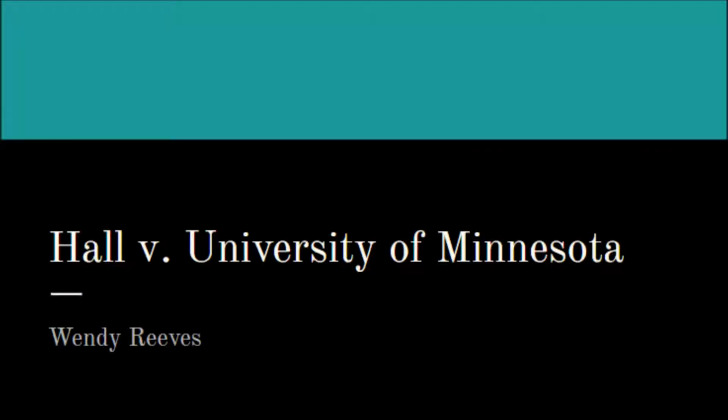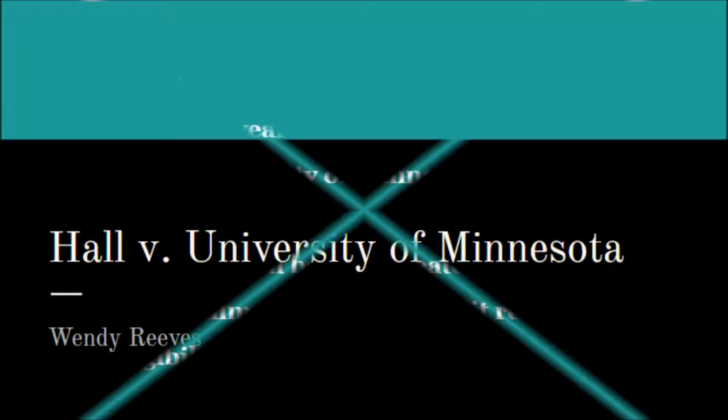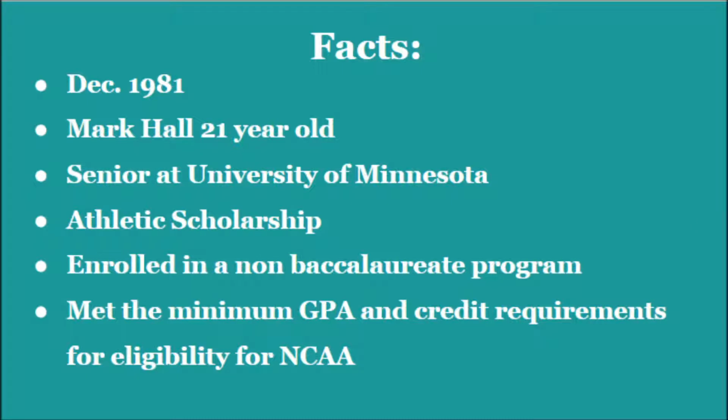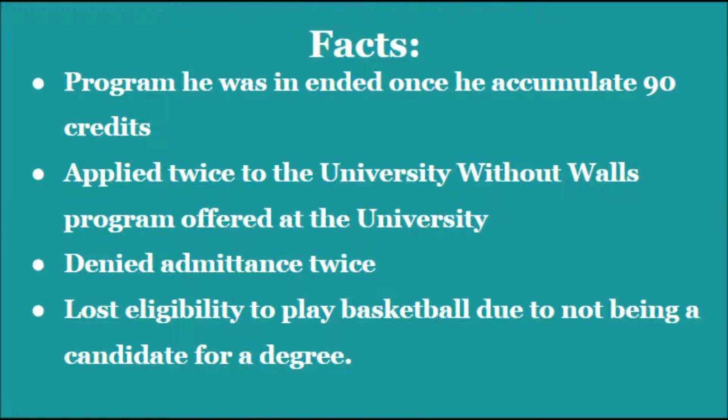I reviewed the case, Hall versus the University of Minnesota. The facts of this case are as follows. In December of 1981, Mark Hall was a 21-year-old student of the University of Minnesota's General College. He was on an athletic scholarship for playing basketball and had played for the university his first 3 years after high school. He was enrolled in a non-baccalaureate program and had met the minimum GPA and credit requirements for eligibility set by the NCAA. The program at the General College terminated after he accumulated 90 credit hours.